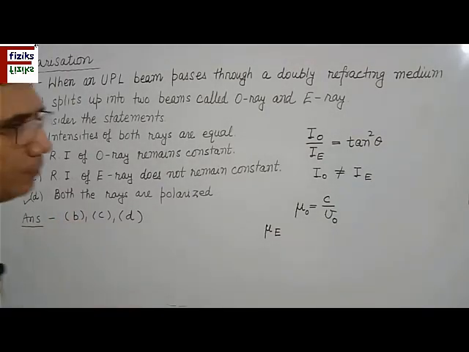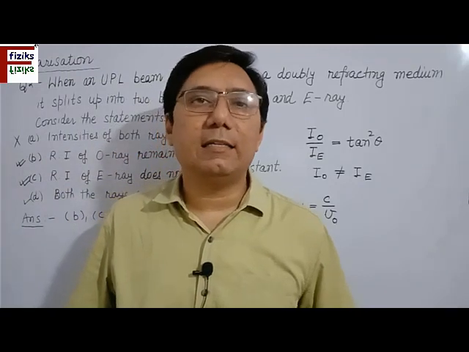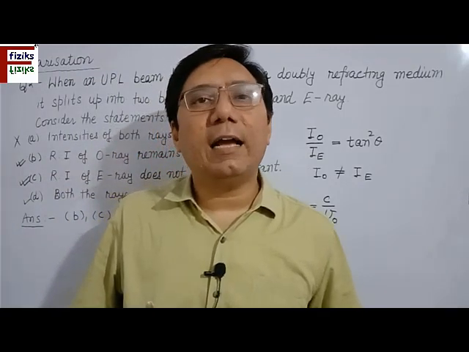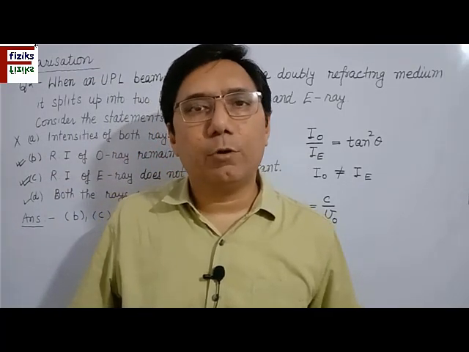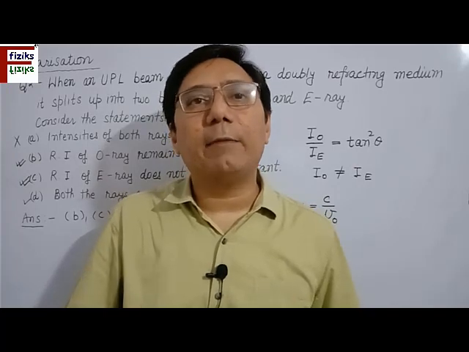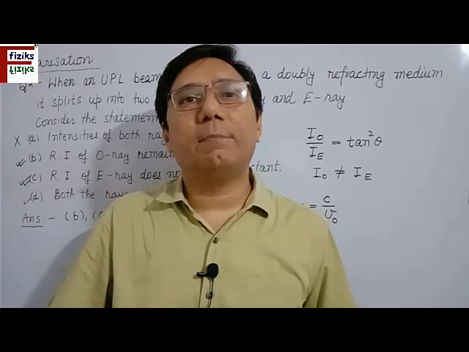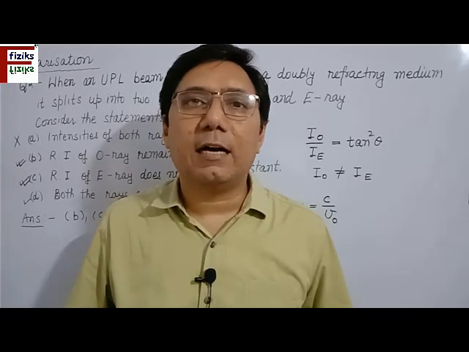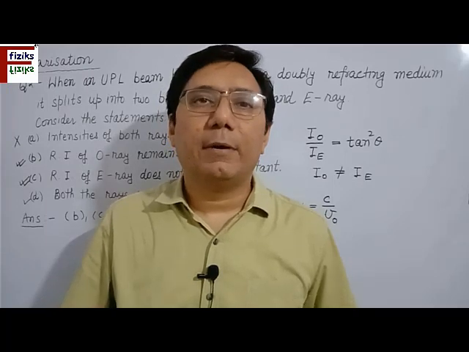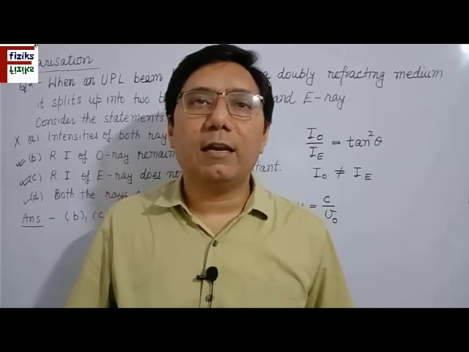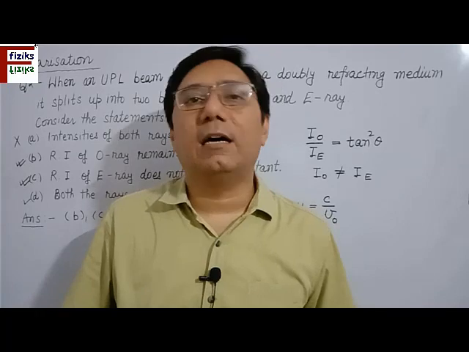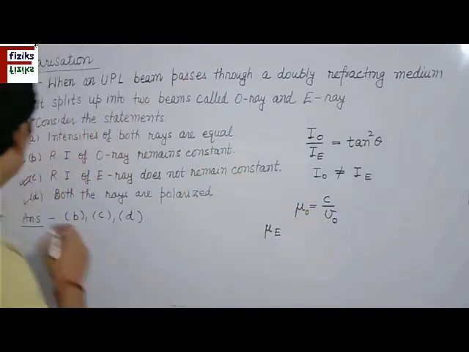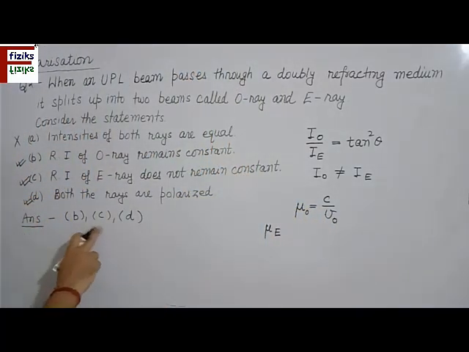Here we have two types of rays. One is O ray, another is E ray, and both O ray as well as E ray are plane polarized. For E ray, electric vibrations are parallel to the principal section, and for O ray, these electric vibrations are always perpendicular to the principal section. So both O ray as well as E ray are plane polarized light. So this option D is also correct. So B, C and D, these three options are correct. The first option is wrong.